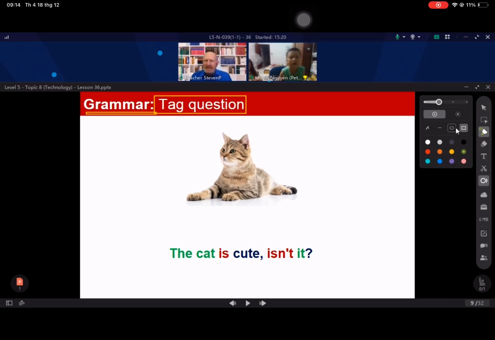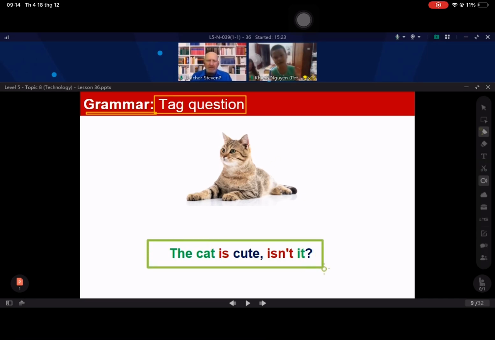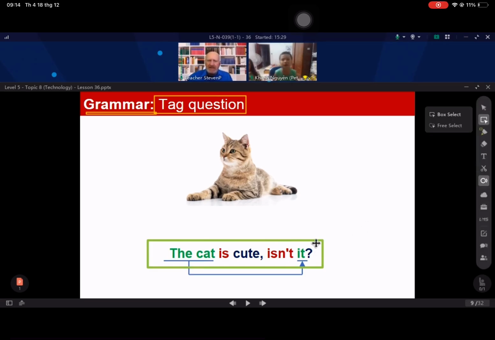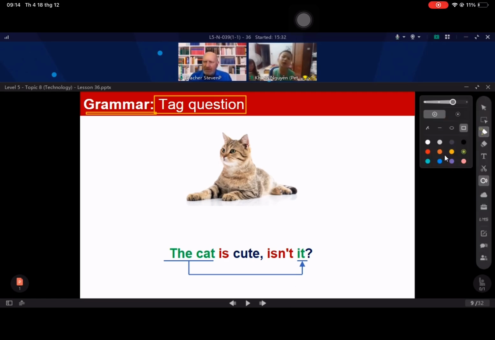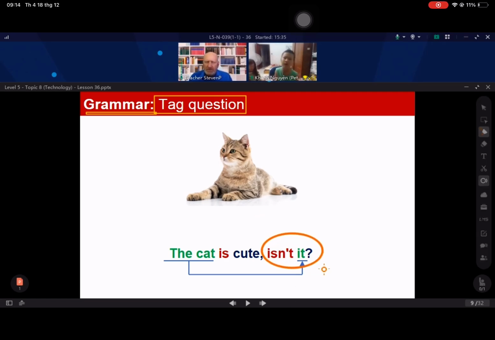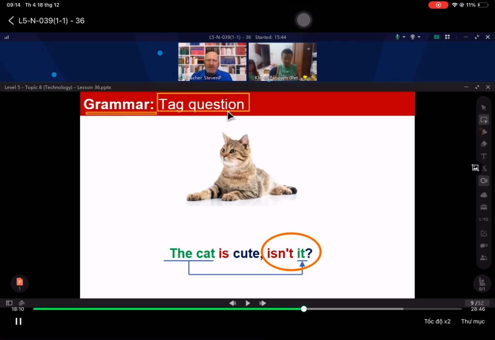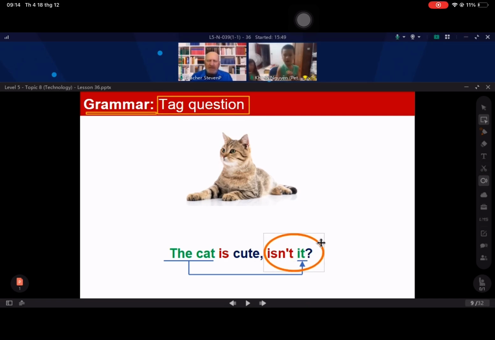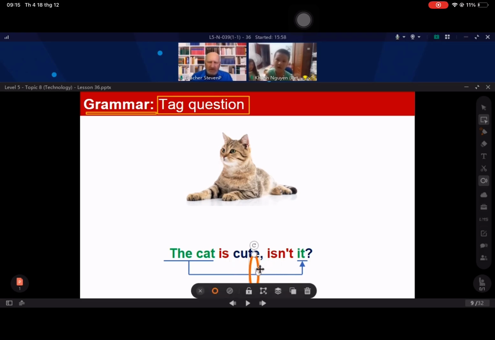What does it say at the bottom here, Peter? The cat is cute, isn't it? So let's have a look at what is happening here. The tag question is this part over here. And the reason why it is called a tag question is because it is a question that is put on the end of a sentence. Just the last part is a question. The part after the comma is the tag question.